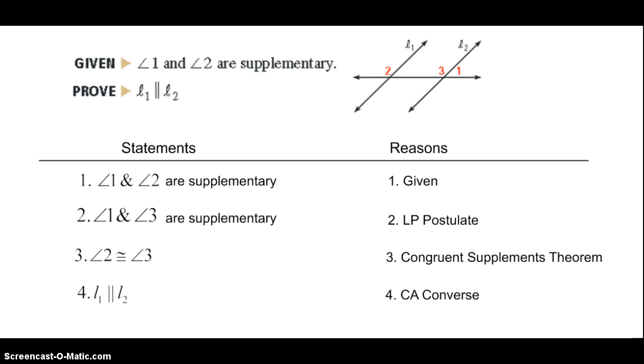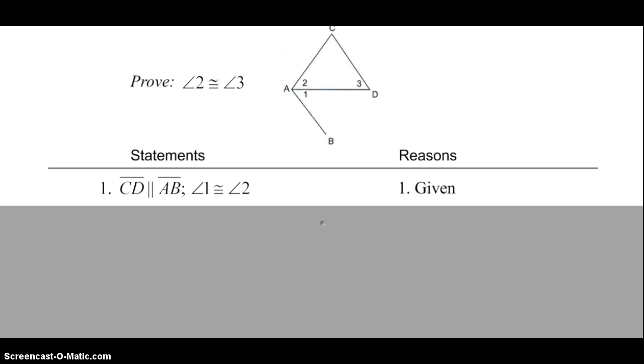And then we are finished with our proof. Line 1 is parallel to line 2 by the corresponding angle converse. Make sure that you're writing converse when you're proving the lines are parallel. Here is our second example of a proof involving parallel lines and angles. So copy this down in your notebook, pause, and when you're ready, restart.